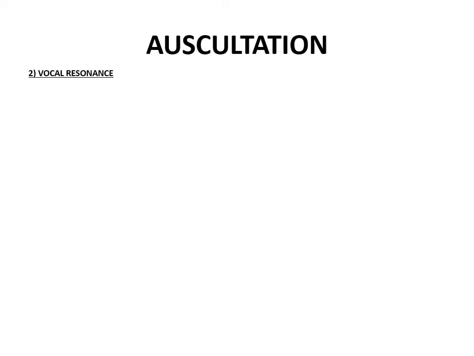Now, vocal resonance. This is the second thing which we do on auscultation. So what is vocal resonance? It is the auscultatory counterpart of vocal fremitus, and it indicates the conductivity of the lung. What is the difference between tactile vocal fremitus and vocal resonance? Tactile vocal fremitus is a palpatory finding, whereas vocal resonance is an auscultatory finding, right? In tactile vocal fremitus, we use the ulnar border of the palm. Here we use a stethoscope to hear the vibration.